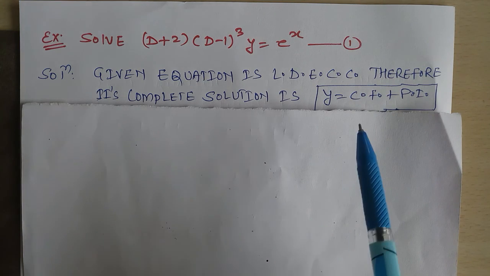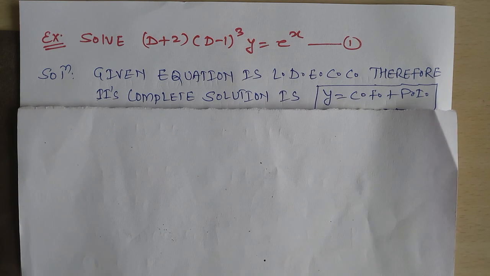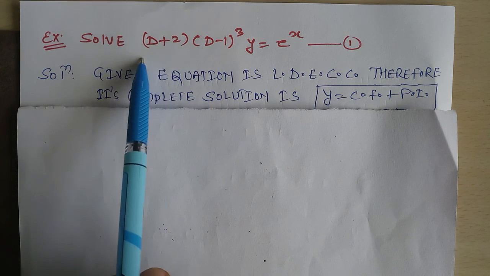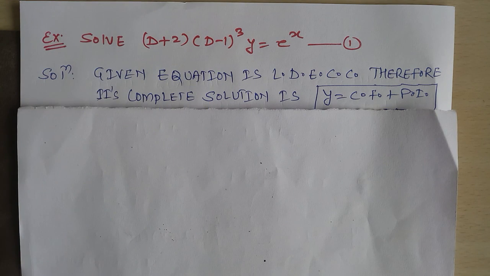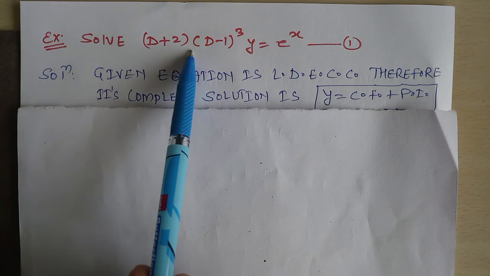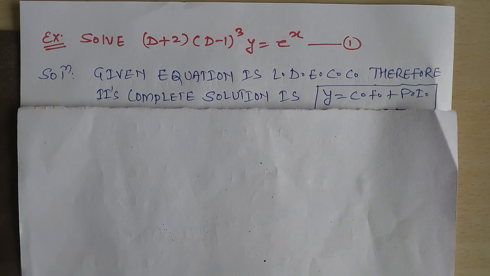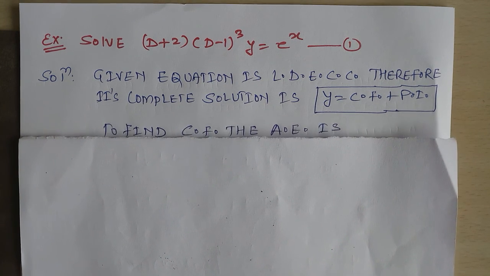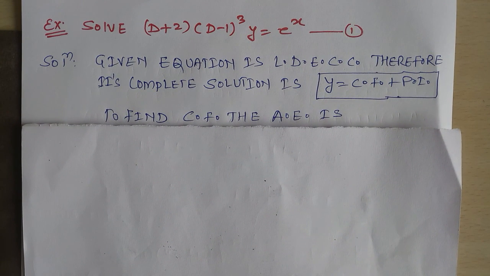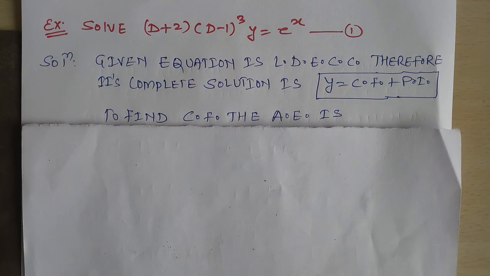Now first we find the complementary function CF, and therefore we have to write the auxiliary equation. Here the given equation is directly given in the differential operator D. So the auxiliary equation can be obtained by putting D equal to m in this function of D term and equating to 0. So to find CF, the auxiliary equation is (m plus 2) into (m minus 1) whole cube equal to 0.